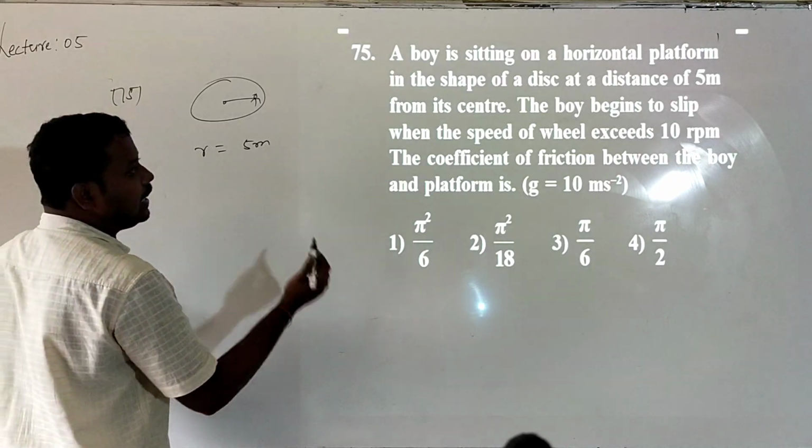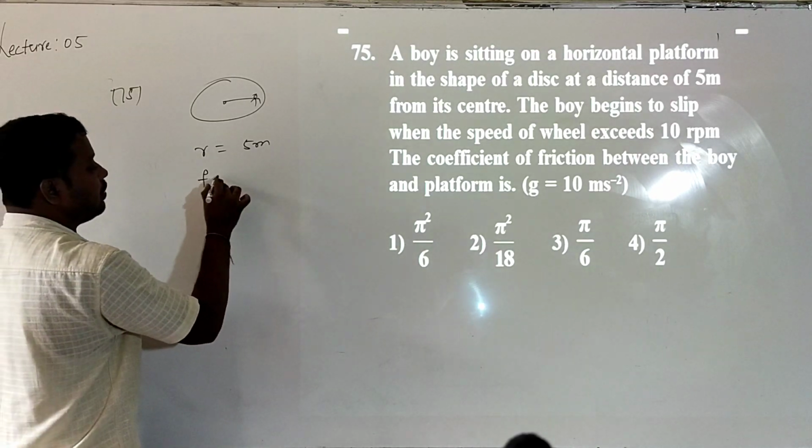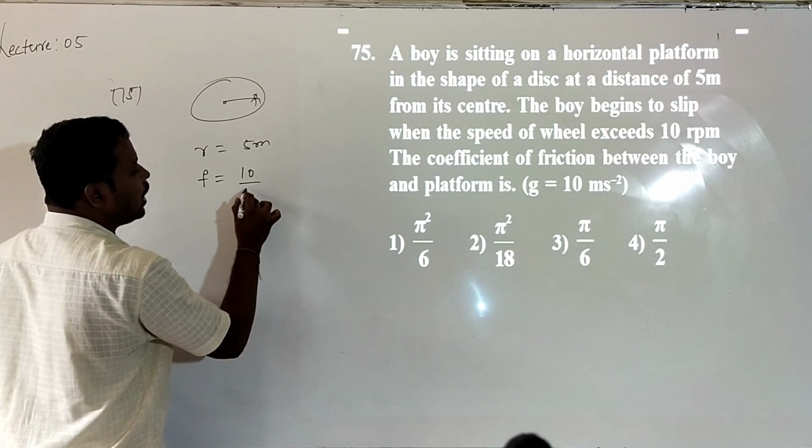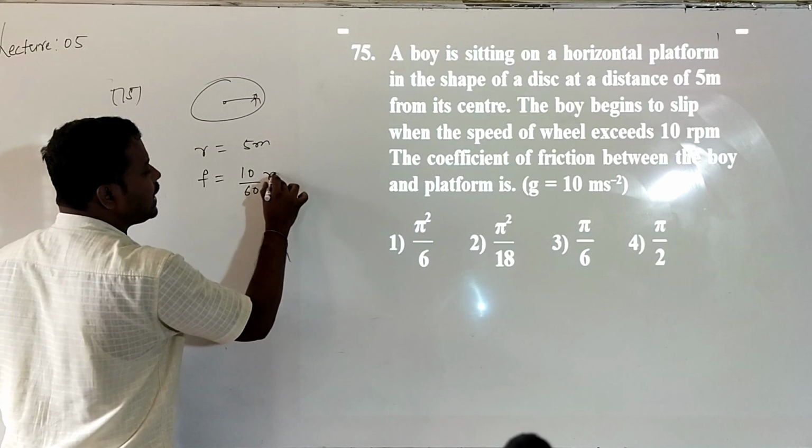So that disk started rotating. What is the frequency given? That is 10 rpm. Now we have to convert it into seconds. So 10 by 60 rps.